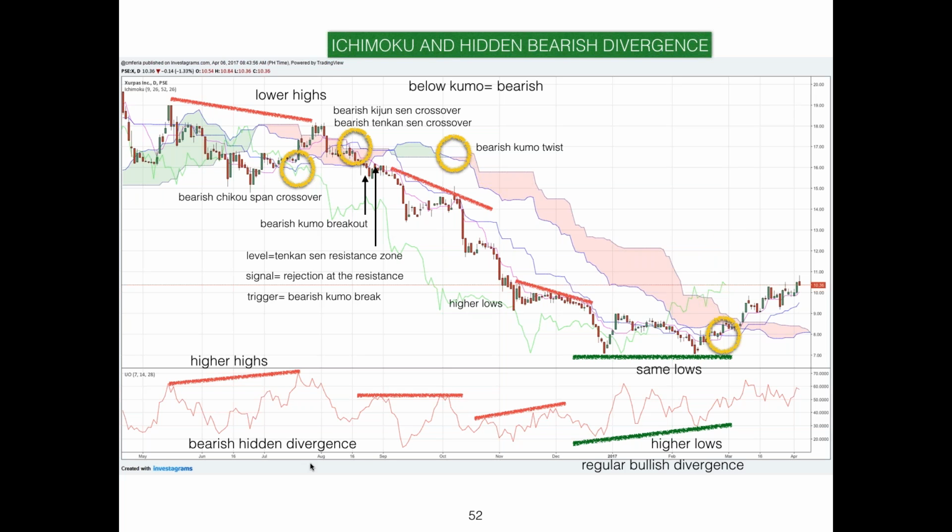What happened next? We find bullish signals from Ichimoku elements. You have a bullish Kijun-sen crossover, a bullish Tenkan-sen crossover, a Kumo breakout, and a Chikou span breakout. And then prices started to trend up from there.